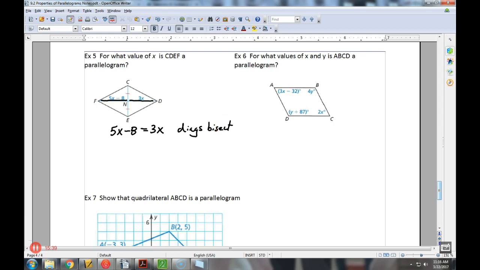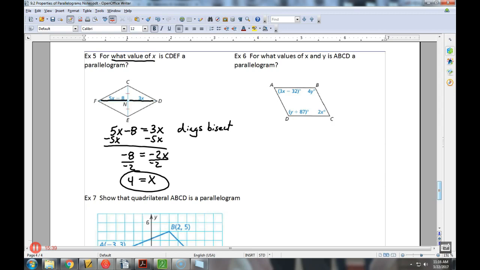So we solve this. There's a couple different ways. I'm actually going to subtract 5x from both sides to get all my x's over there. And I'm left with negative 8 equals negative 2x. And now if I divide both sides by negative 2, I find out x equals 4. And that's all they asked. They just said for what value of x. Now I could go back in and plug some stuff in and find it, but I don't think we really need to right now.